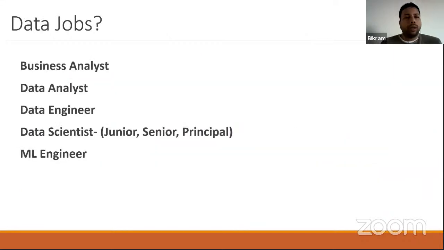Cool. Now, these are the data jobs that we initially discussed that are pretty important: business analyst, data analyst, data engineer, data scientist, and machine learning engineer, right? So these are the broad designations or broad job positions that are pretty frequently advertised in the job market. So a business analyst is somebody who can dive into the data, generate some good insights for the business, generate reports.